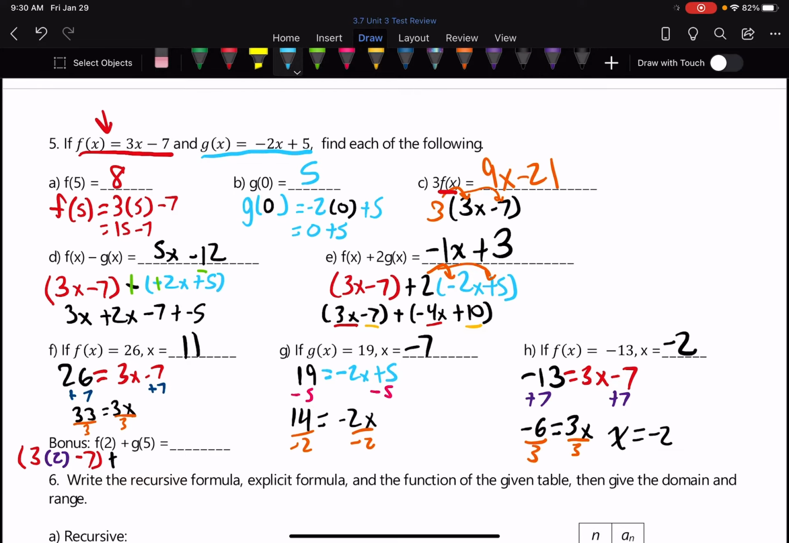So I'm going to have negative 2 times 5 plus 5. If I look at my first set of parentheses, 3 times 2 is 6, and 6 minus 7 is going to give us a negative 1. And we're going to add to negative 1. We've got negative 2 times 5 gives me a negative 10. Negative 10 plus 5 gives me a negative 5. So I've got negative 1 plus negative 5. That's going to give me a value of negative 6 for this bonus.